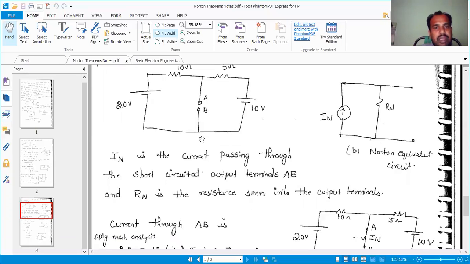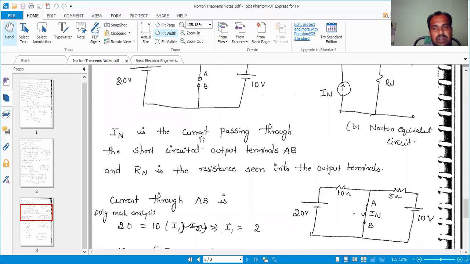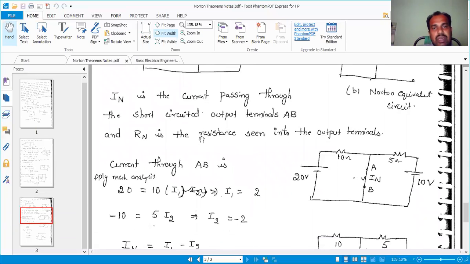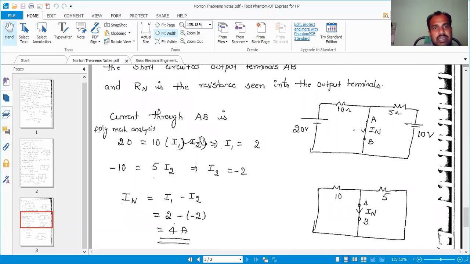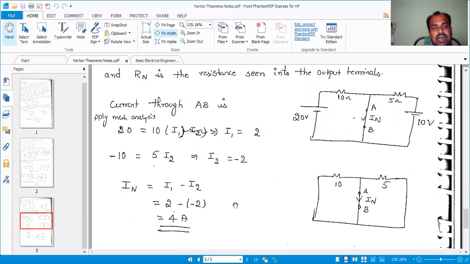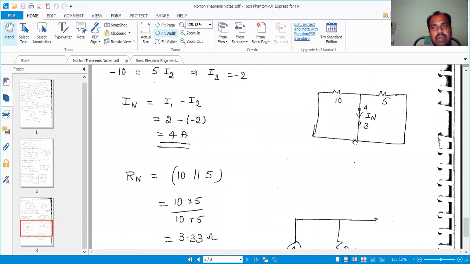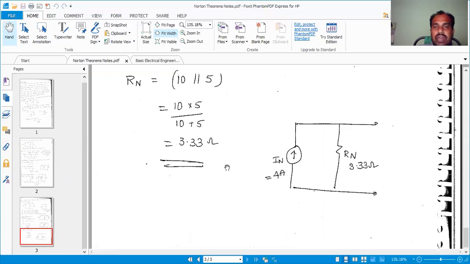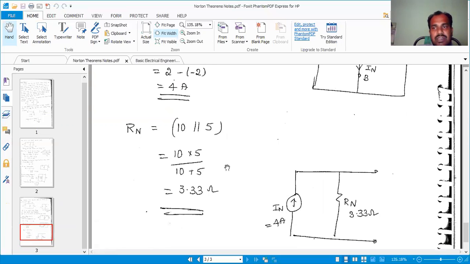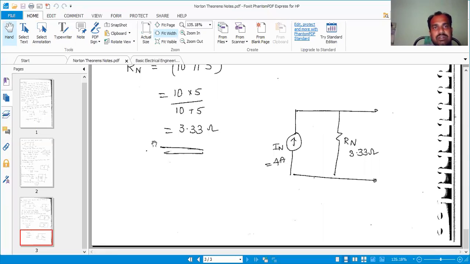Okay. With AB shorted, applying mesh analysis, first of all, 20 equals 10 into I1, so I1 equals 2 amperes. The second loop is minus 10 plus 5 into I2, so I2 is equal to minus 2 amperes. The total current is 2 minus of minus 2, equal to 4 amperes, the current passing through the terminals A and B. Now the RN value: 5 and 10 are in parallel, so 10 into 5 by 10 plus 5 is equal to 3.33. Our Norton current is 4 amperes and our Norton resistance is 3.33 ohms. Okay.